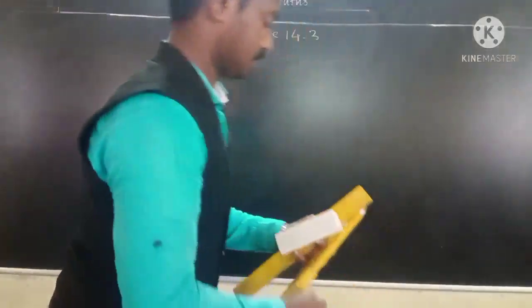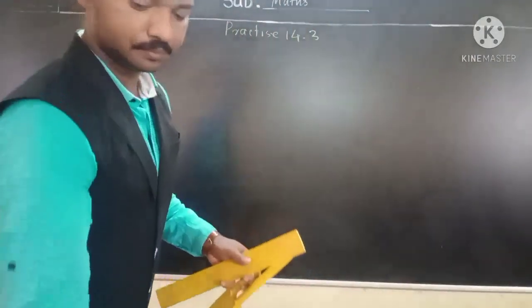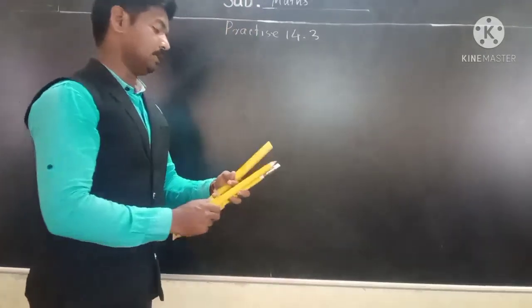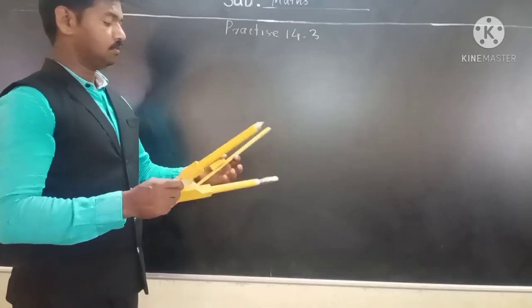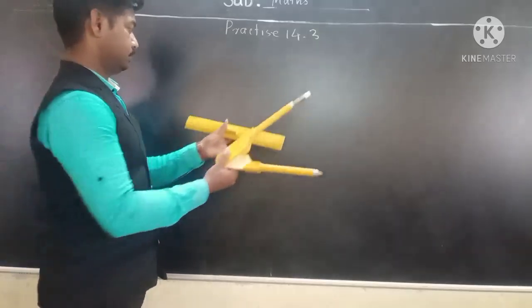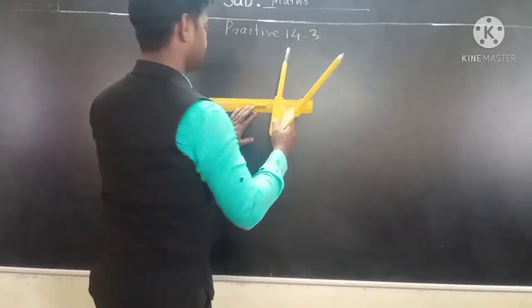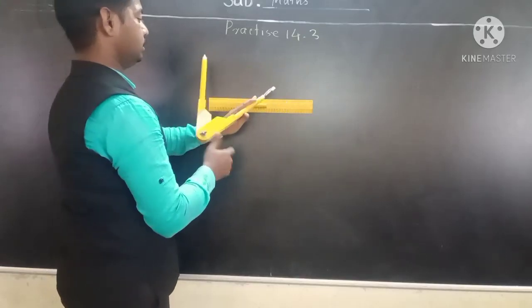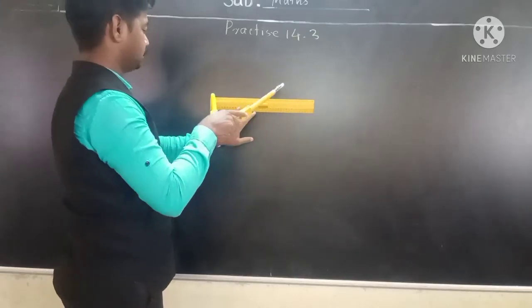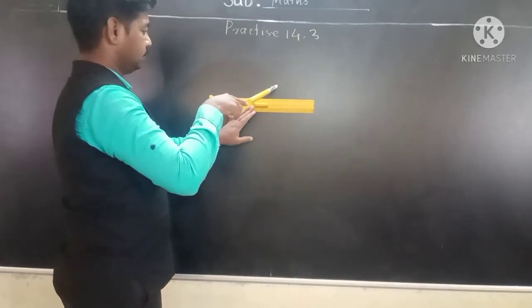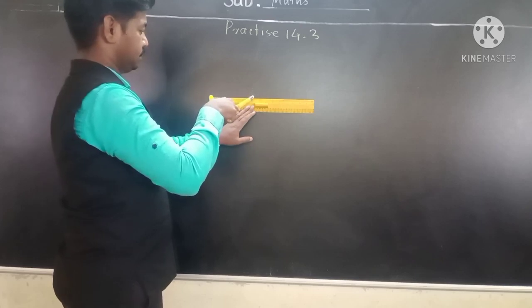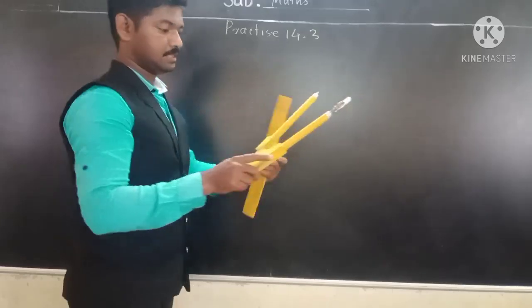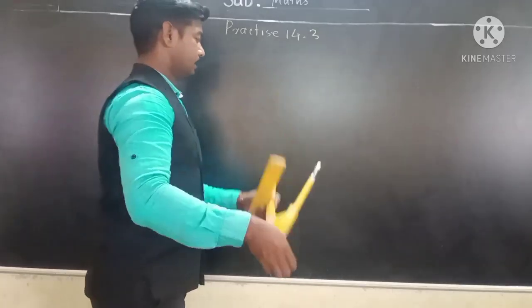See here, the same way we have to take a measure for 5 centimeters. Then in the same way you have to keep your scale, so that the metal point we have to place on 0. Then we will take a distance of 5 centimeters. So the same distance we have to keep. We will take point P.